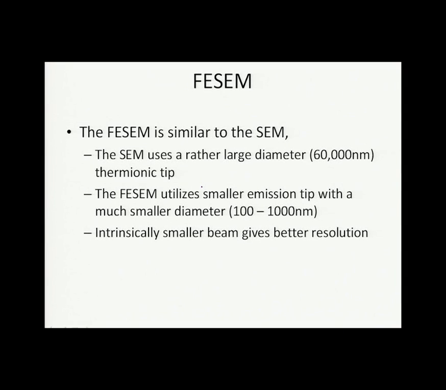The FESEM utilizes smaller emission tips with much smaller diameters. So where the SEM used tips that were around 60,000 nanometers, now FESEM, as we may have mentioned previously, has much smaller diameters in the hundreds of nanometer range. So if our beam starts smaller, it's going to give a better final resolution, because if we start with a smaller beam, we're going to end up with a smaller electron spot size that interacts with our sample, and therefore we will get a better resolution.